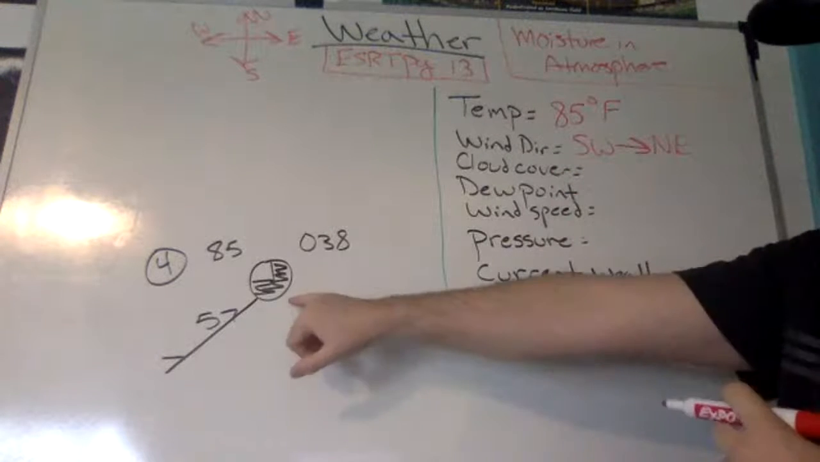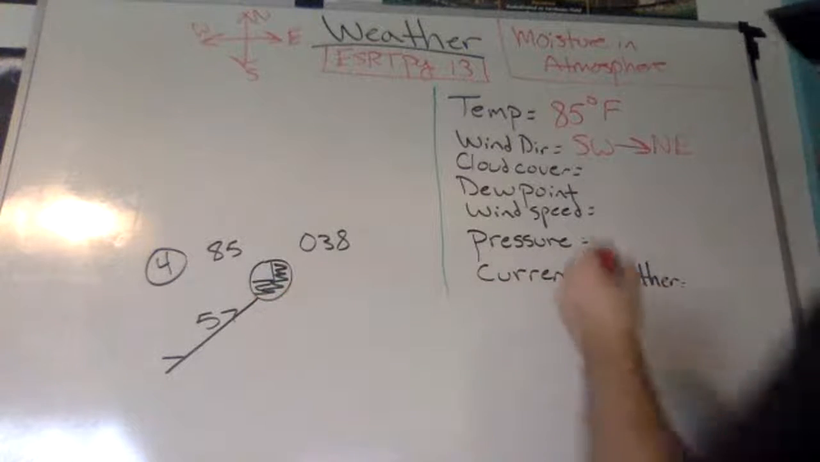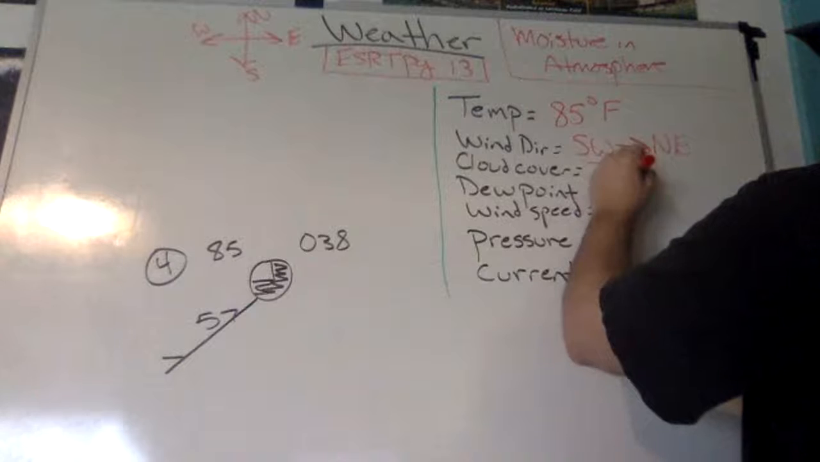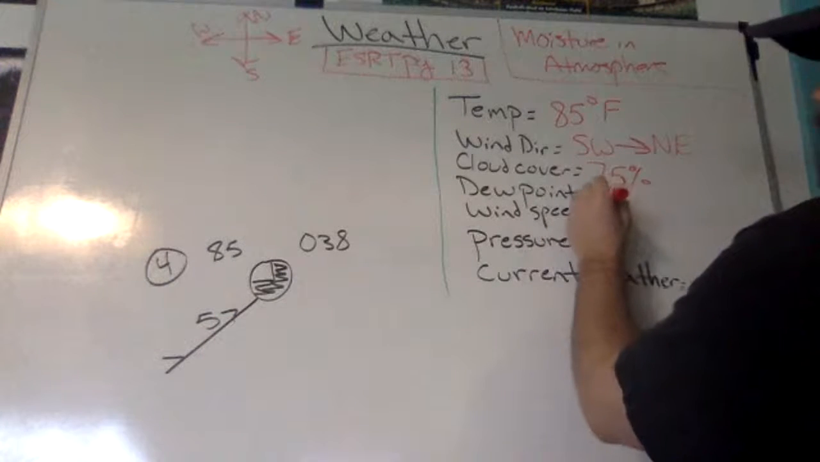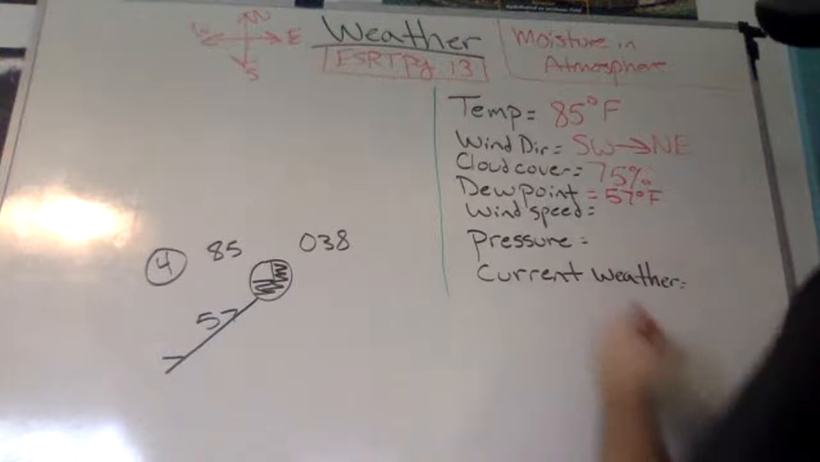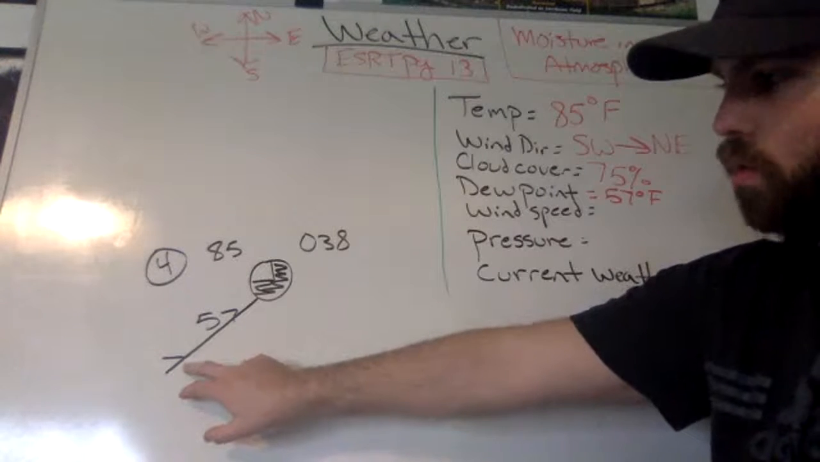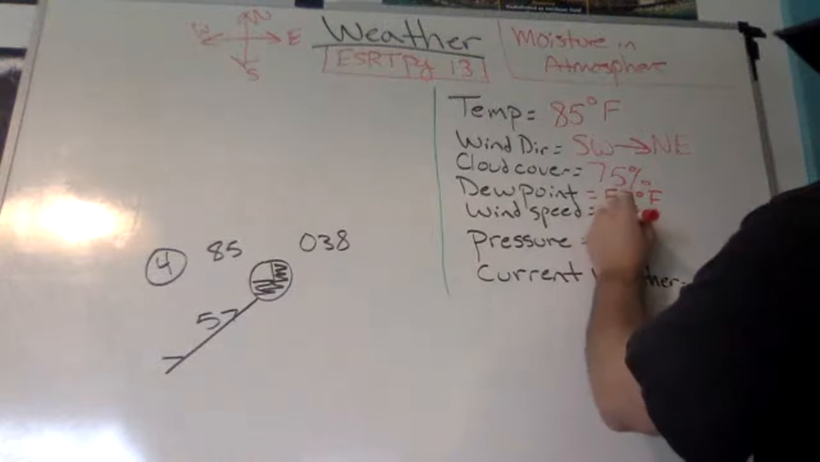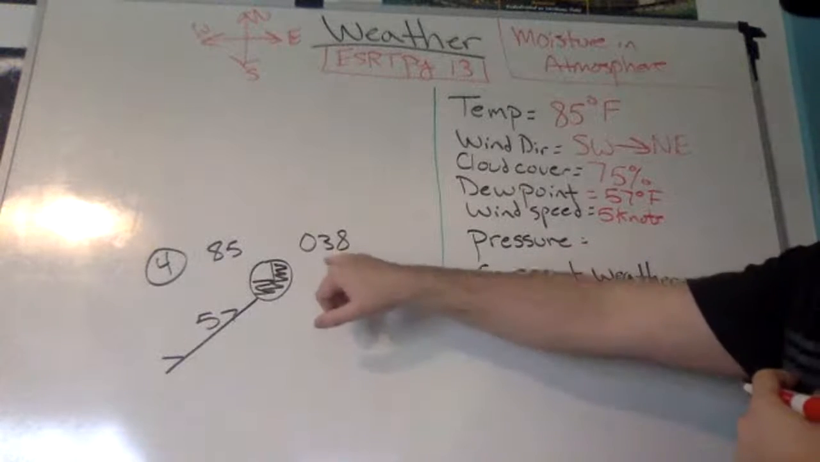Cloud coverage, our first one where it changes, only 75% is covered. All right, now we go to dew point. That's the lowest guy. So we have 57 degrees Fahrenheit. Wind speed, all right, we have another one where it's only 5 knots. Okay, so it's a small wind. Pressure, top right.